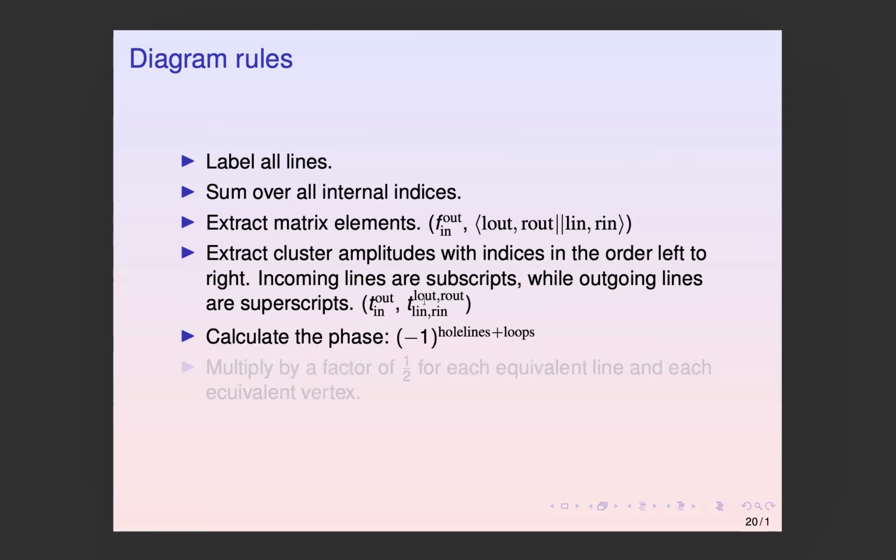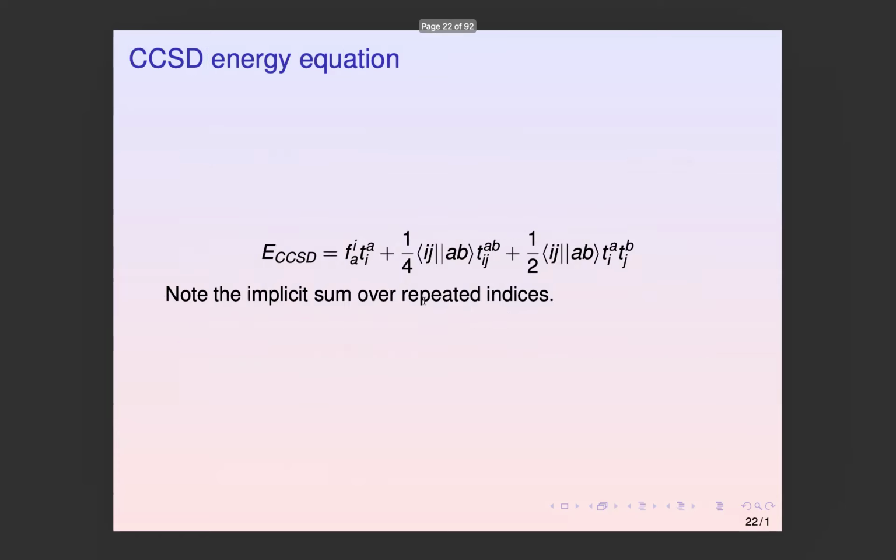If you think back to what we put up before the break about the energy to second order in the interaction from perturbation theory. And then you have the factor of 1/2 for each equivalent line and each equivalent vertex. So if you use that, this is what you get for the energy. And now we are using the Einstein summation here. So that means that these equations entail an implicit sum over repeated indices.